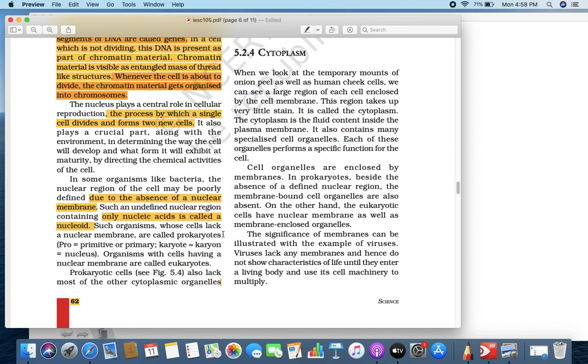So what do we call those organisms whose nuclei are properly developed? The one whose nucleus is properly developed, who has a nuclear membrane around the nucleus, we call eukaryotes. So what are eukaryotes? The one whose nucleus is properly developed and has a nuclear membrane, while prokaryotes are those whose nucleus is not properly developed and lack a nuclear membrane.